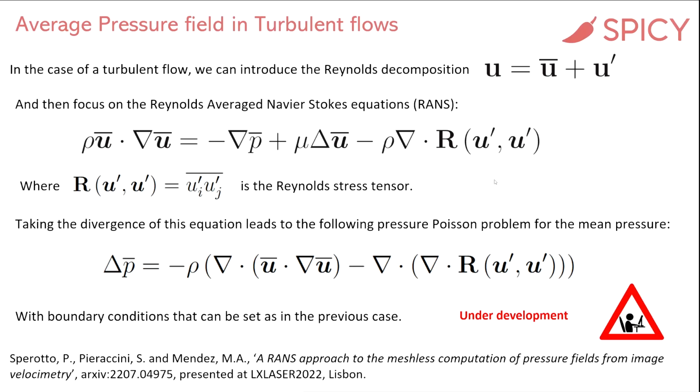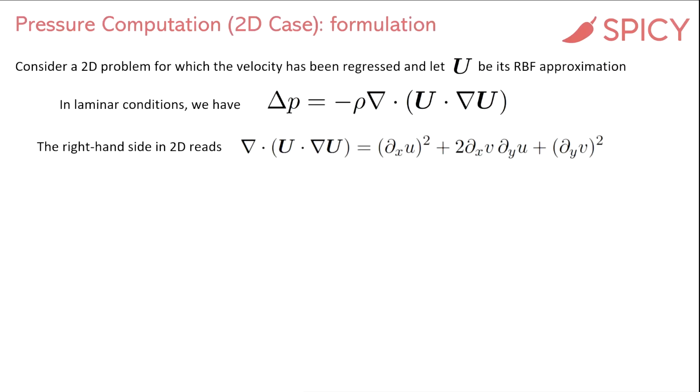Now I want to show you how the pressure Poisson equation is handled in SPICY, and to do that I consider a laminar 2D case. So here is our pressure Poisson equation with the right hand side written for the 2D problem. Note that this equation is non-linear in the velocity, but is linear in the pressure. And in SPICY we like to deal mostly with linear problems, so the pressure computation is enabled once you have carried out the velocity regression.